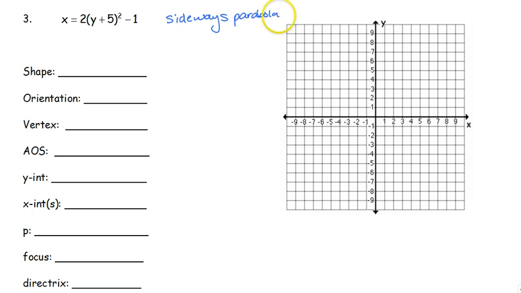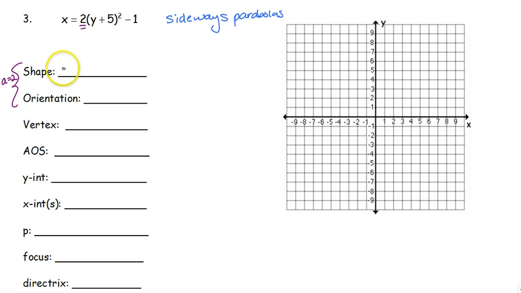And as soon as I recognize the fact that it's going to be sideways, which you need to do from the very beginning, you need to remember that everything is going to be flipped. So everything that you know from a regular parabola is going to be switched around, except for the shape and orientation. The shape and orientation is determined by the a value. And in this case, we're going to have that a equals 2.